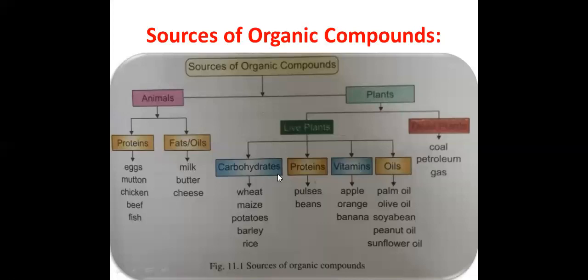The sources of carbohydrates are wheat, maize, potatoes, barley, and rice. Sources of proteins from plant origin are pulses and beans. And vitamin sources are apple, oranges, bananas. Sources of oils are palm oil, olive oil, soya bean, peanut oil, and sunflower oil. So all these are the sources of organic compounds from animals and plants, and also from live plants and dead plants.